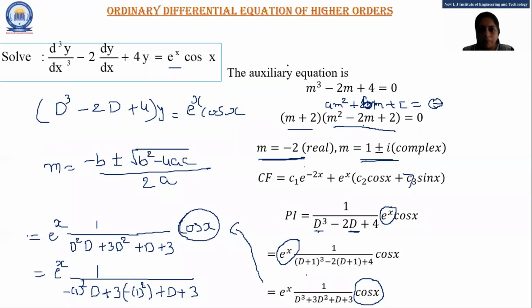Okay. So now our denominator is 0. So what is the rule? If our denominator is 0, I have to put x in the numerator and the derivative in the denominator. So as per the rule, e raised to x, x in the numerator, and what is the derivative? 3D square plus 6D plus 1 into cos x, right?